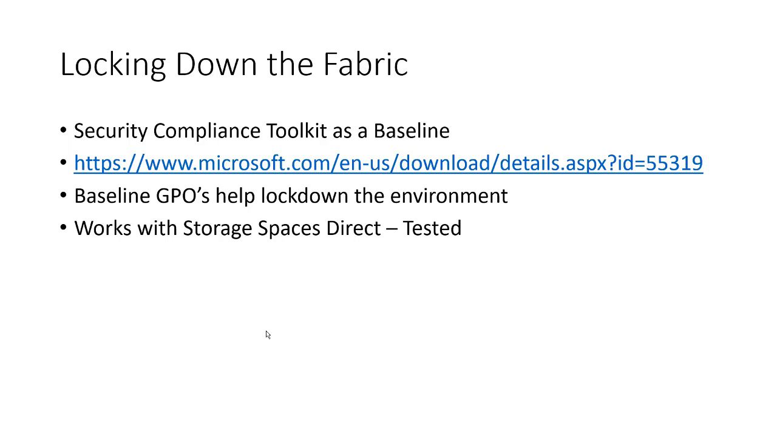So a lot of customers ask me and say, well, listen, we have no idea where to get started with locking down our environments, and there's a lot of exploits out there. What's a good place to start? So one of the recommendations that I have is that you look at the Security Compliance Toolkit as a good baseline. It has some pre-canned group policy objects that you can import into that Fabric environment. I have tested it against Storage Spaces Direct clusters, and it does work with some minor amounts of tweaking.